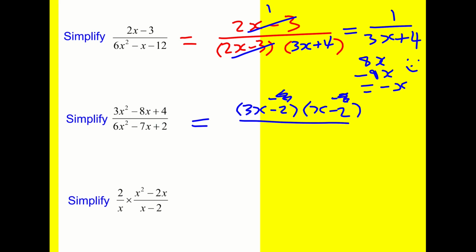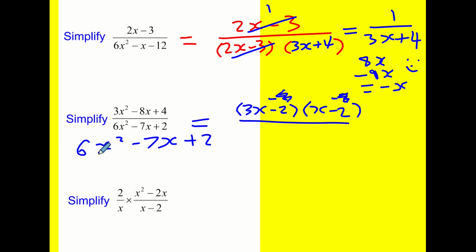Okay, the bottom one is a little bit trickier because I've got multiple possibilities for the 6x squared. There's only one possibility for the 2. I'm going to do this using the second method we've learnt for factorization. Just to remind you about it, you may be using it already.